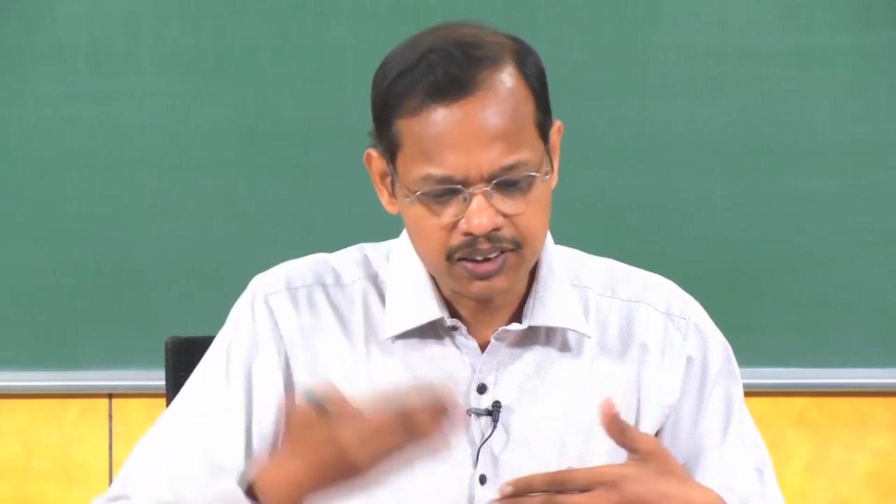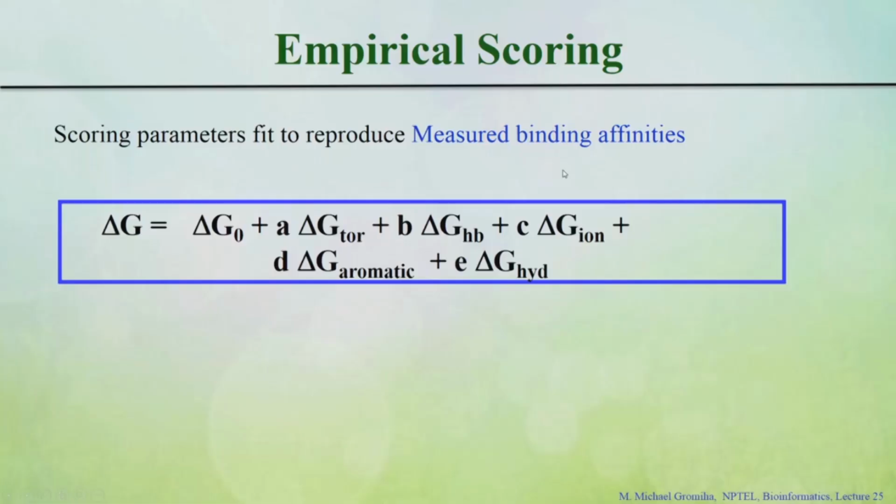Likewise, you can see the scoring based on the shape or chemical complementarity scores. And the second one is the empirical scoring. How will the empirical scoring work?